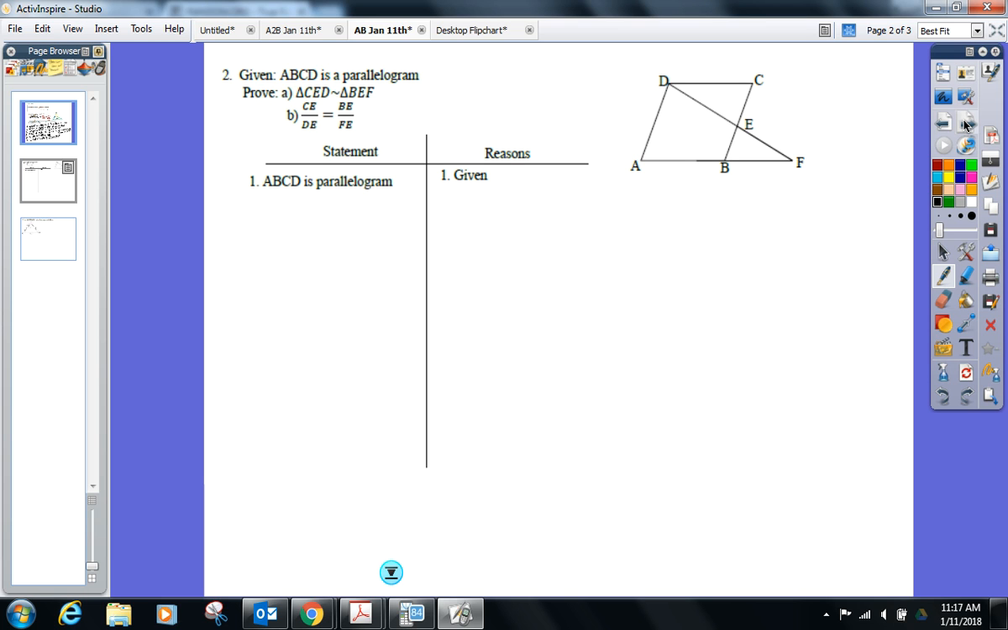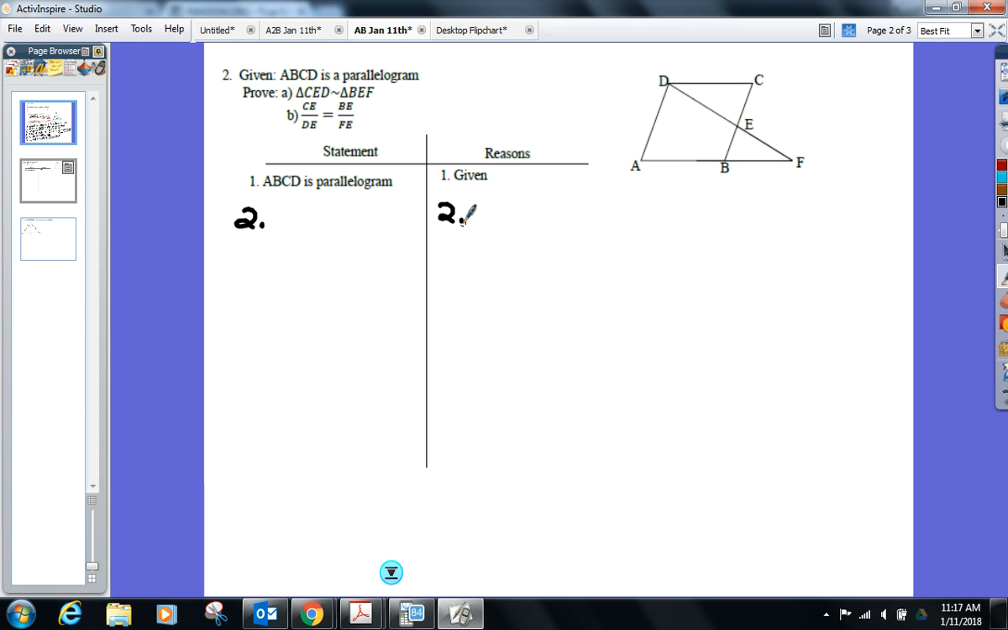All right, we got a parallelogram. That's all I gave you. That was a parallelogram. Can you prove those two triangles similar? Prove those two triangles similar, given only that it's a parallelogram. So can you give me two pairs of congruent angles, knowing it's only a parallelogram?